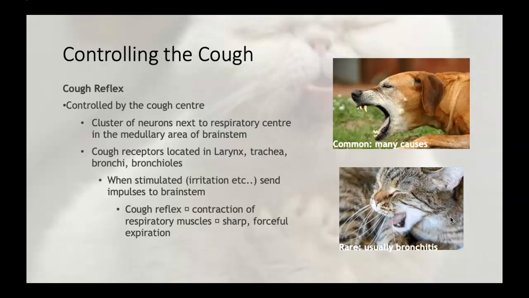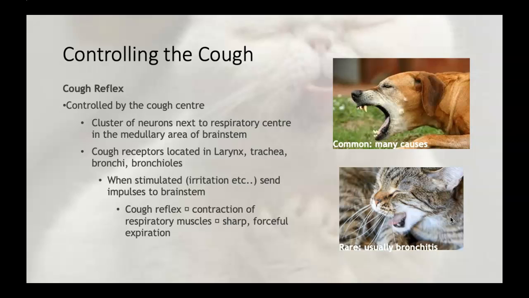So we're going to start by looking at controlling the cough. And the cough reflex is controlled by the cough center in the brain. Who knew? Seems like an obvious thing there. So essentially the cough center is a cluster of neurons next to the respiratory center in the medullary area of the brainstem. So it's that very, very basic area of the brain.